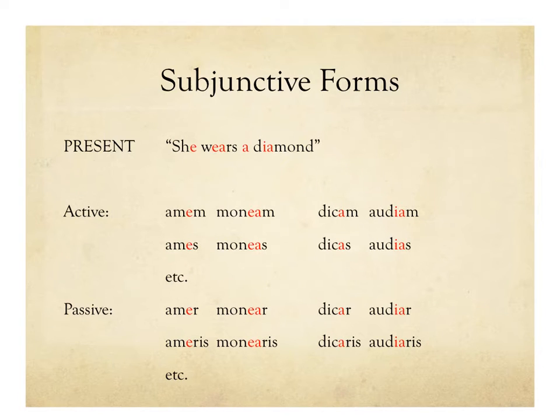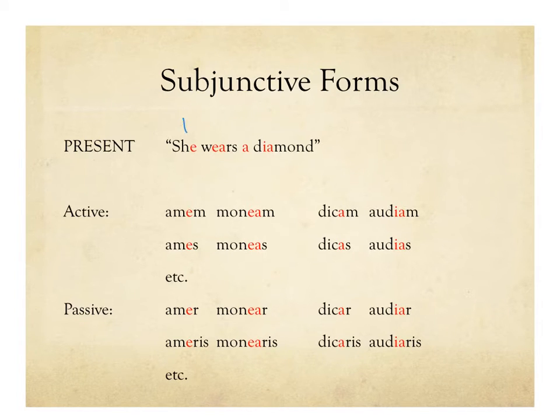For the present subjunctive, we use a little mnemonic device, and I can give you some other options in class, but this one works. She wears a diamond. The thing that happens in the present subjunctive is we're just going to change the vowel that we normally use in the present tense. We change it to a different vowel or combination of vowels, and ta-da, we have the subjunctive.